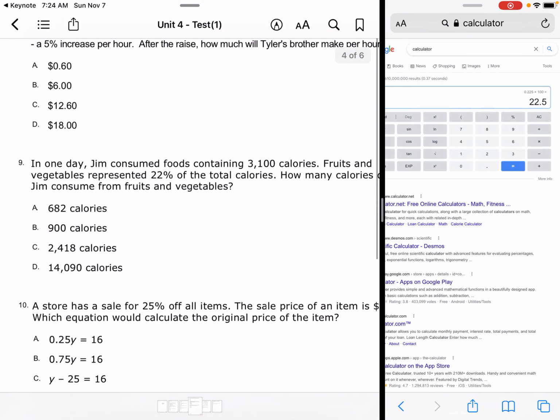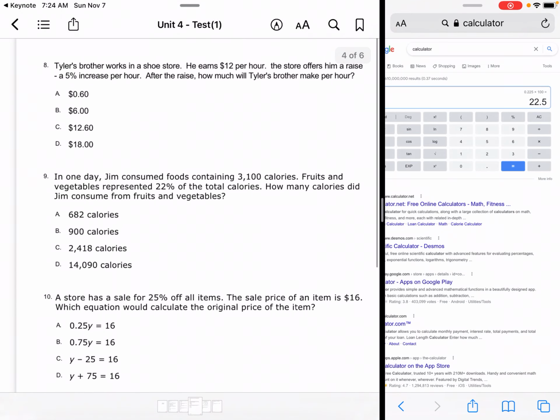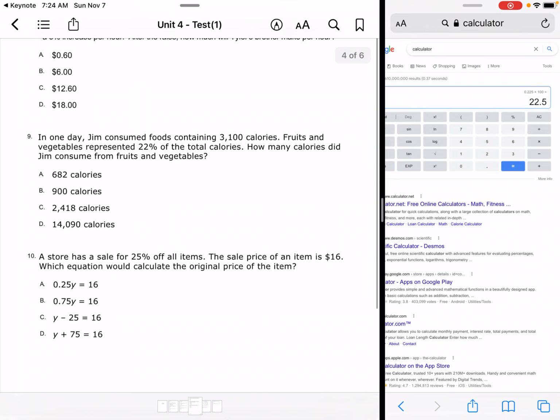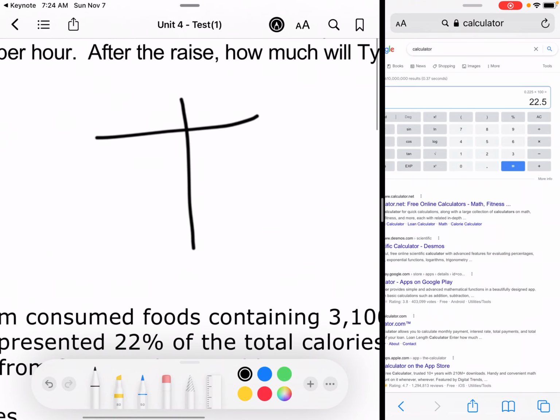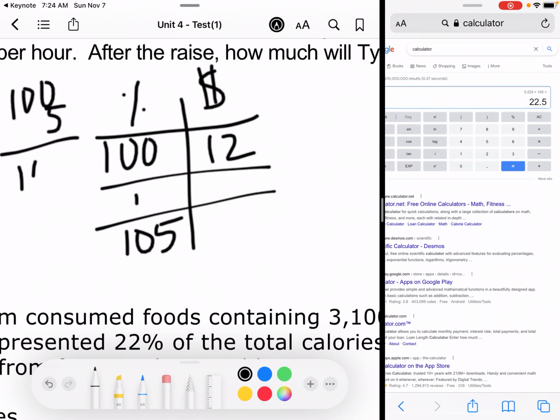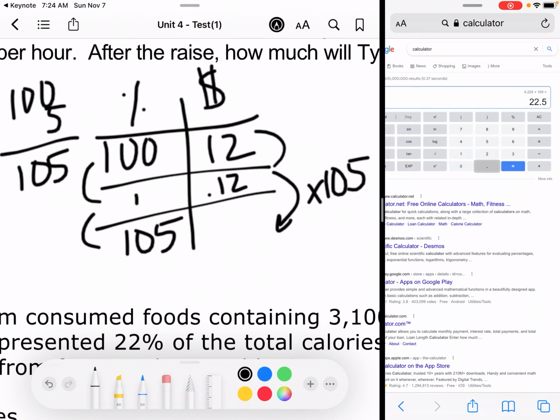Okay, Tyler's brother works at a shoe store. He earns $12 per hour, and the store offers him a 5% increase per hour. After the raise, how much will his brother make per hour? So I have 100, and that's $12, and then I have 105 because he's getting a 5% raise. Divide by 100, and then I'm multiplying by 105. And I get $12.60 per hour.